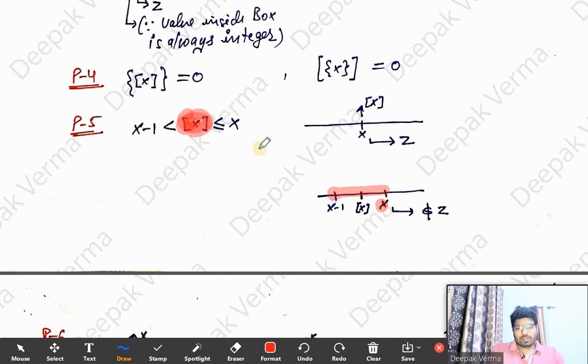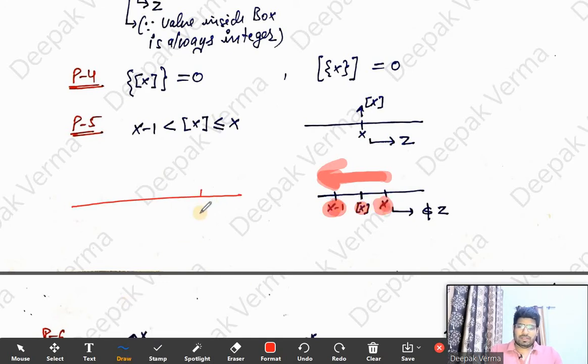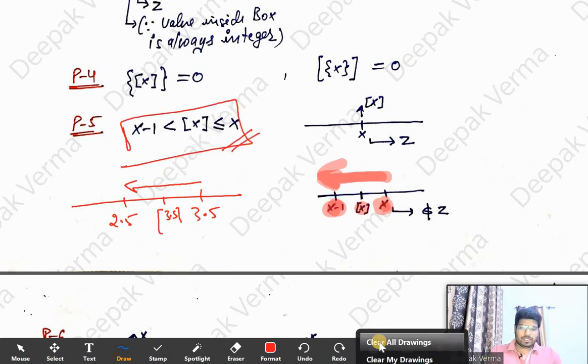But in the case of the box, we move towards the left. Here we have x, move 1 unit towards the left. So that is x minus 1. Then box x will be somewhere between x and x minus 1. Got it? For example, suppose this is 3.5. If we move 1 unit here, that is 2.5. So in between 2.5 and 3.5, we will definitely get a 3 over here. This is box 3.5. Got it? So this is the property. I hope it is clear.